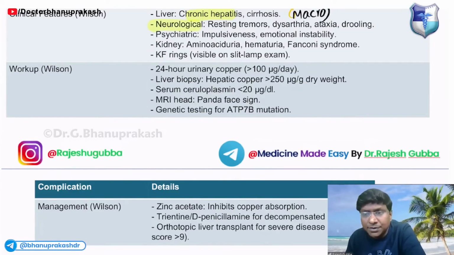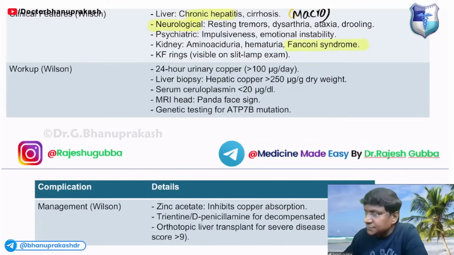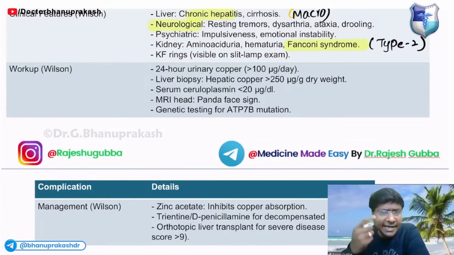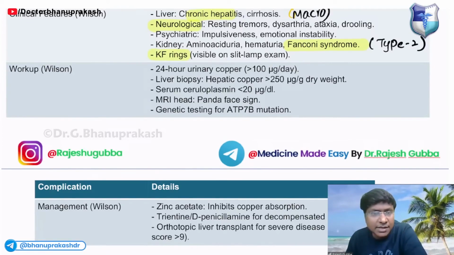Neurological: copper will accumulate within the basal ganglia or the extrapyramidal systems, which is why these patients will have tremors, dysarthria, and psychiatric manifestations in the form of emotional instability. Copper can also accumulate within the kidney, resulting in Fanconi's syndrome. What is Fanconi's? Anyone, guys? It is type 2 renal tubular acidosis. Within the eye, copper accumulates, resulting in the KF ring within the Descemet's membrane of the cornea.